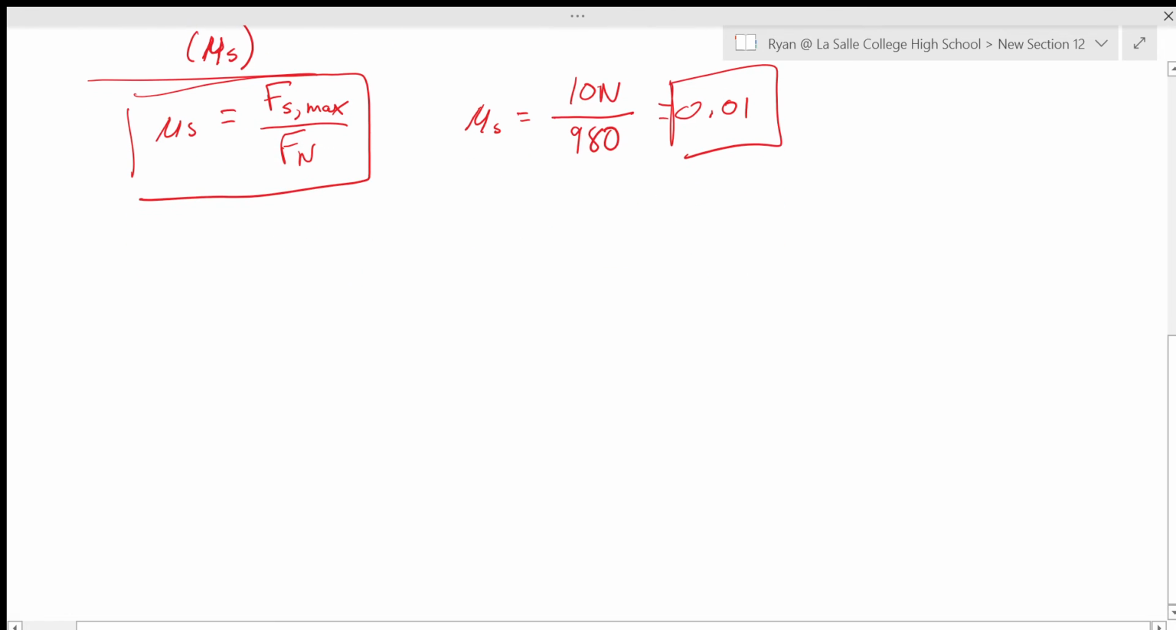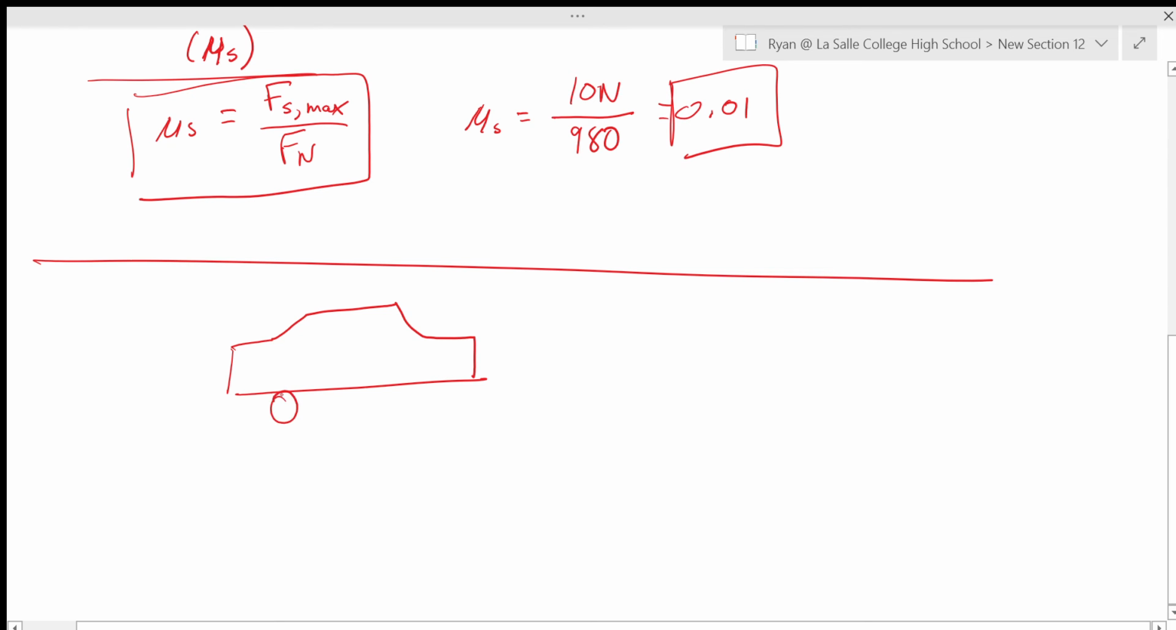So, I might say something like, here's a problem. You're trying to push your car, and it's on ice, so it'll slide once you get it to budge, right? And you need to know how hard you need to push. Let's say you're not sure how hard to push to get it to budge. Let's say it's a 1,000 kilogram car. And so then downward we have Fg is equal to 9,800 newtons.